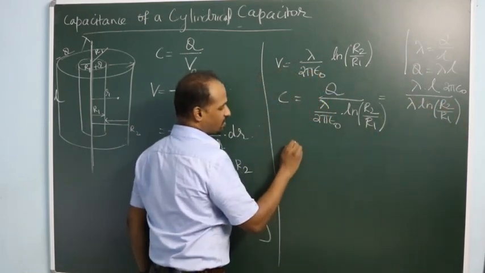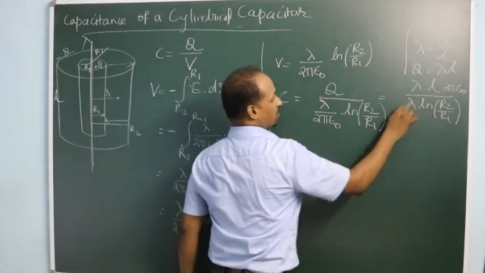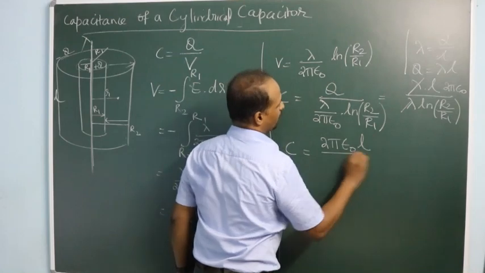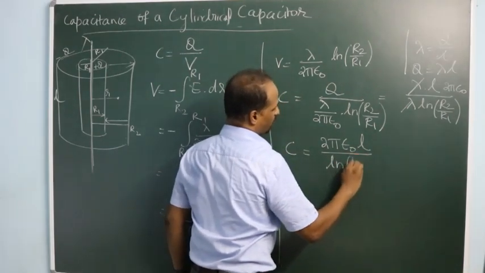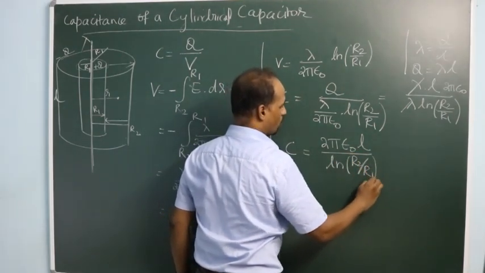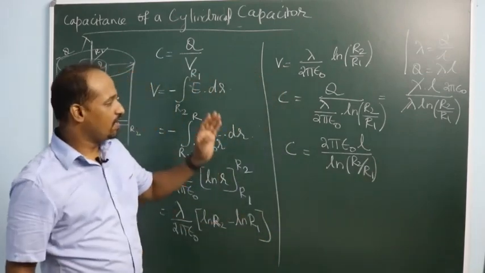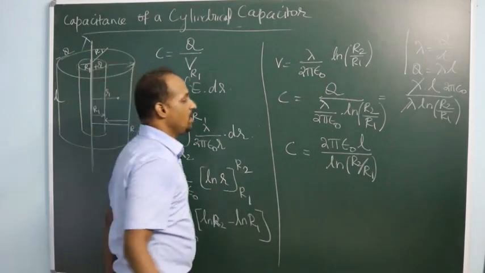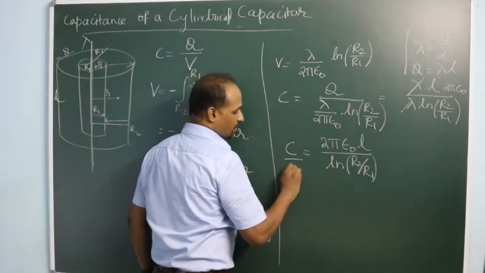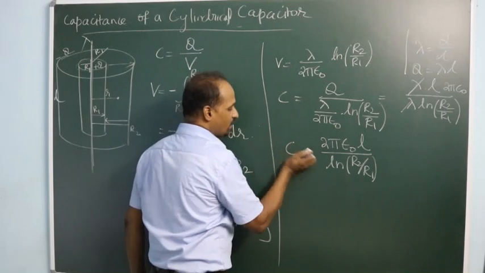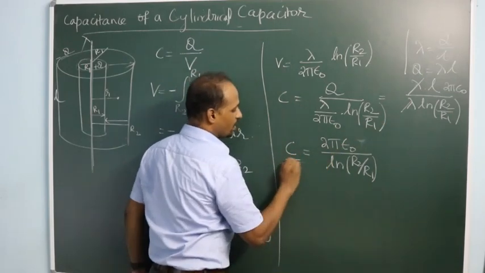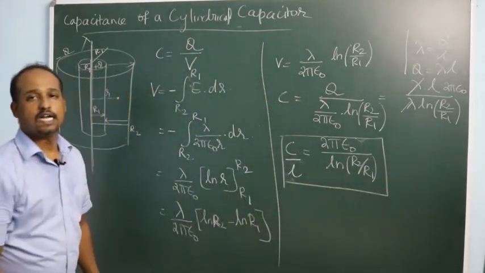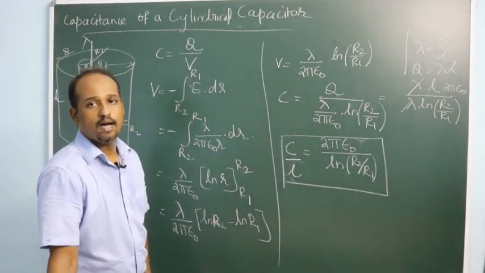Then the capacitance of a cylindrical capacitor is 2 pi epsilon naught L divided by natural logarithm of R2 by R1. Here for a cylindrical capacitor, we can define capacitance per unit length. If you divide by L, then this L will go away. Capacitance per unit length will be 2 pi epsilon naught by natural logarithm of R2 by R1.